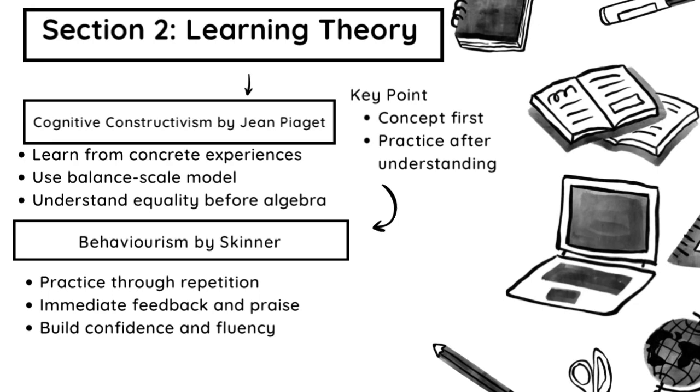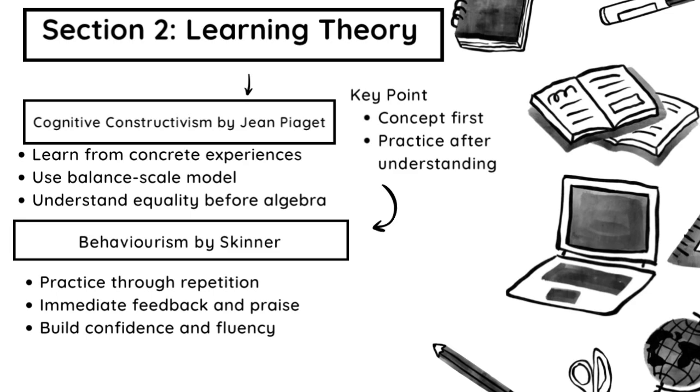Section 2 is learning theory. For topic 1, we are using two theories. The primary one is cognitive constructivism. This is founded on Piaget's theory that pupils construct their own knowledge from concrete experience before they can cope with abstract ideas. Form 1 pupils are still transitioning from concrete to abstract thinking.